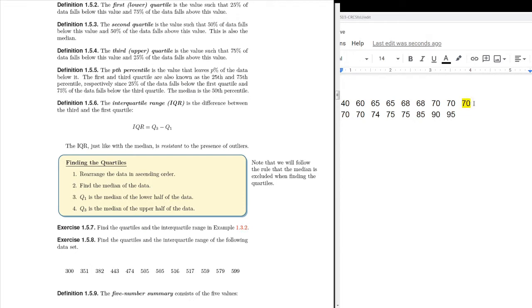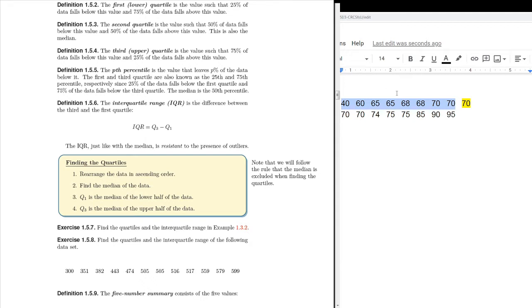Now to find the first quartile, we want to find the median of the lower half of the data. Now the rule that we will follow is that when we're finding the quartiles, we will exclude the median from our calculations. So 70 was our median, and this value will be excluded when we calculate the first and third quartiles. So now, to find the first quartile, we will look at just the lower half of the data, which is these values here. This is the lower 50%.